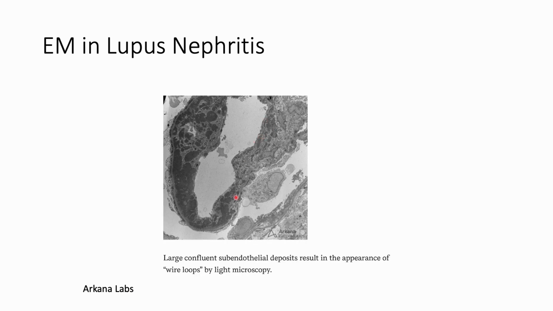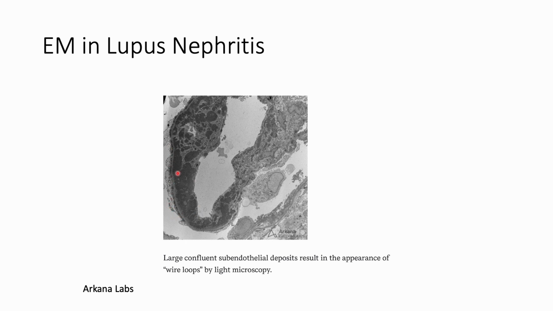Now, the electron microscopy, this is why you have these wire loops. Look at these thick immune complex deposits. And where are they? Well, they're everywhere. So let's orient ourselves. This is the endothelium, this is the endothelial side.